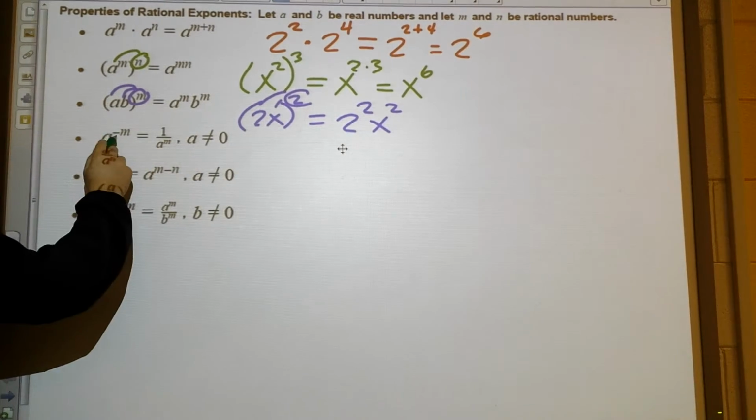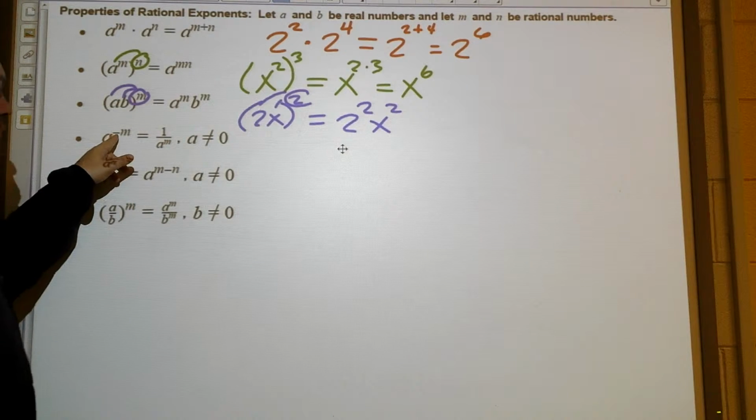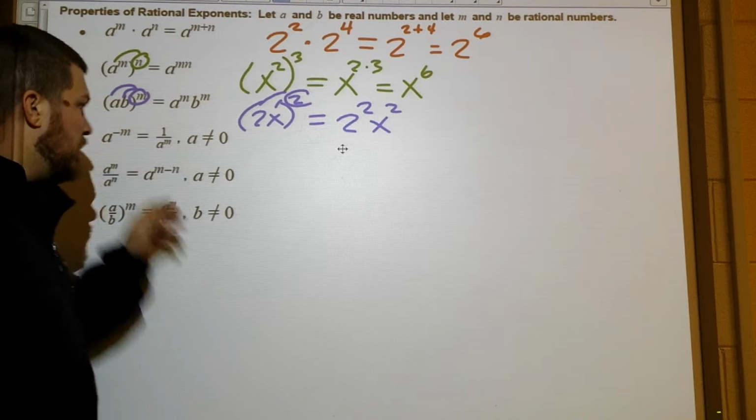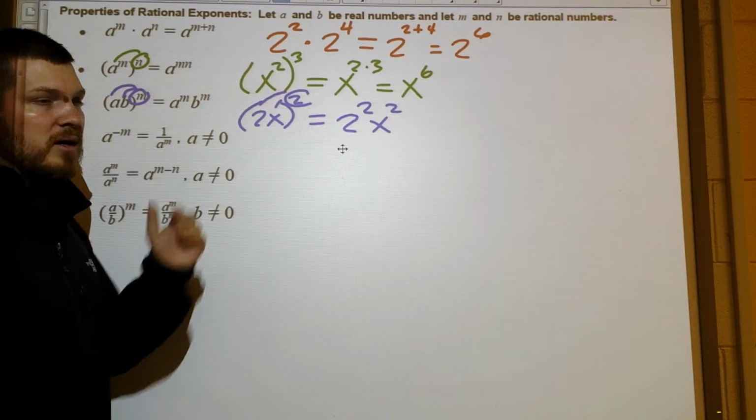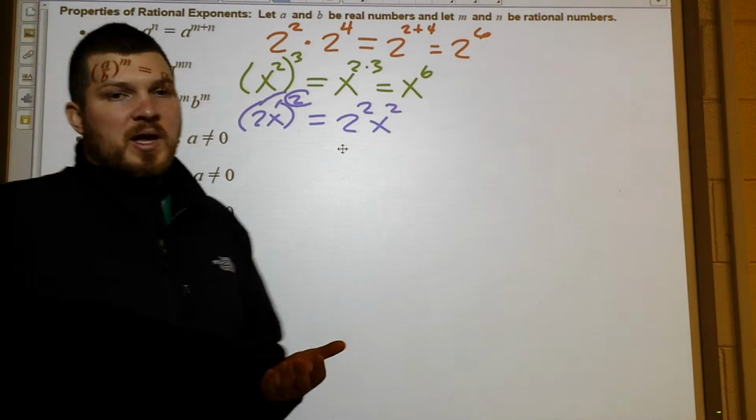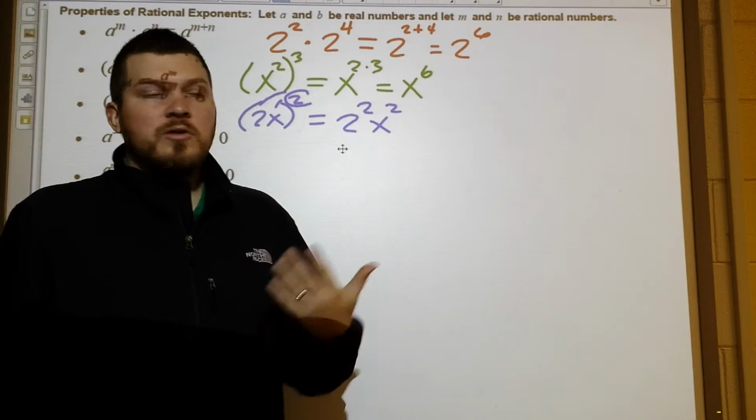Same thing here, like we talked about in the previous video. If a power has a negative power, to make him happy, you just flip it. So if he's in the top bunk, you flip him to the bottom bunk to make him happy. If he's unhappy in the bottom, you flip him to the top.